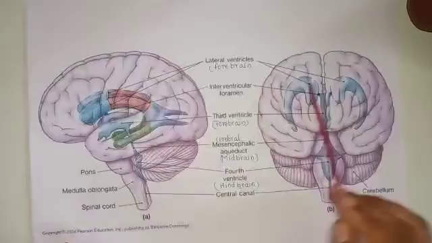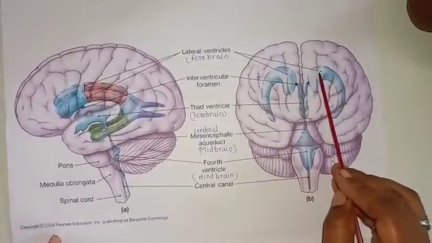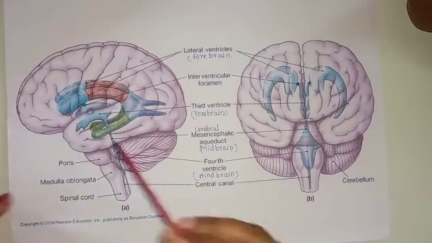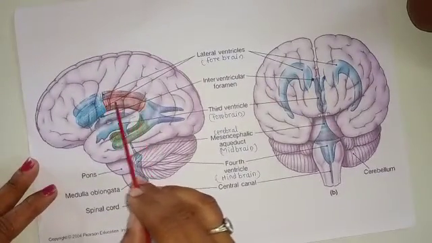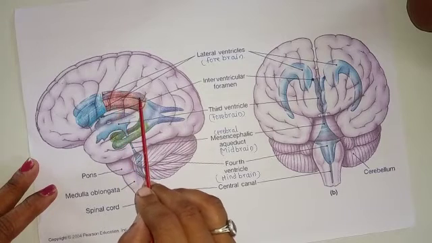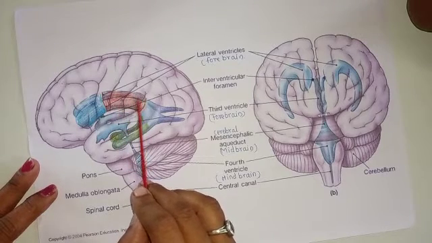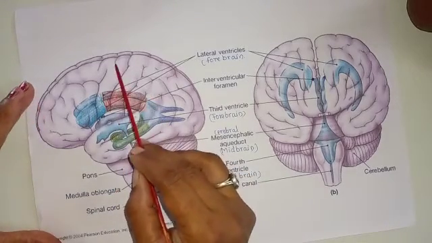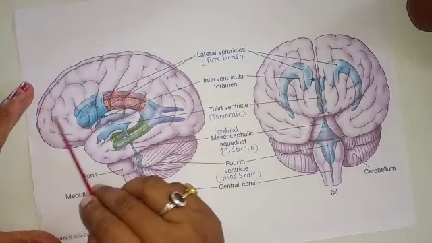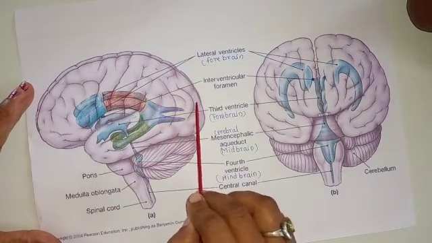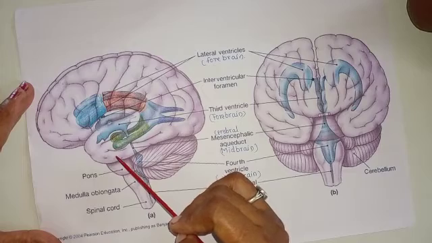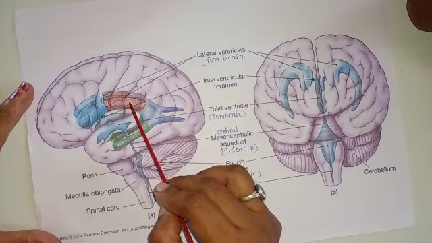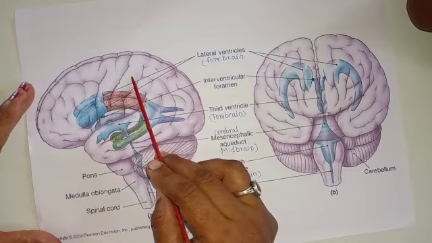These are the two lateral ventricles. The lateral ventricle consists first of all of the body. This part is the body part. The body lies in the parietal lobe. As all of you know, this is the parietal lobe, this is the frontal lobe, this is the occipital lobe, and this part is the temporal lobe. The body of the lateral ventricle lies in the parietal lobe.